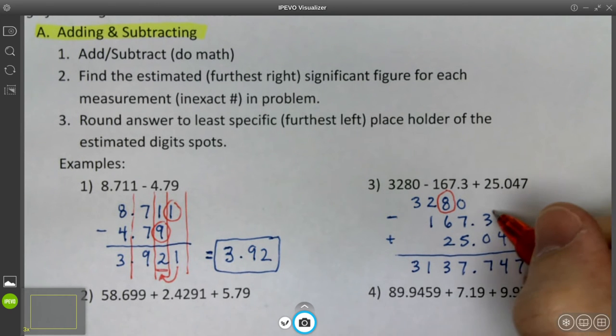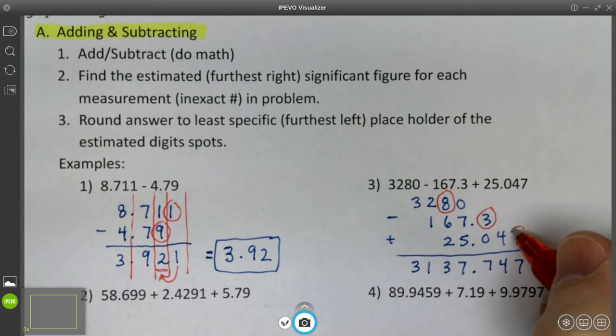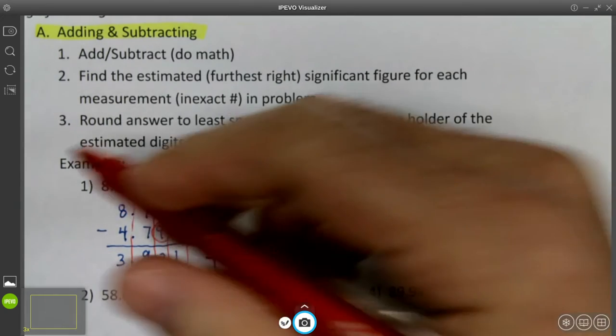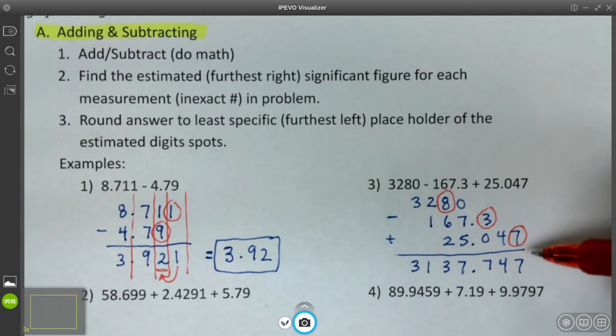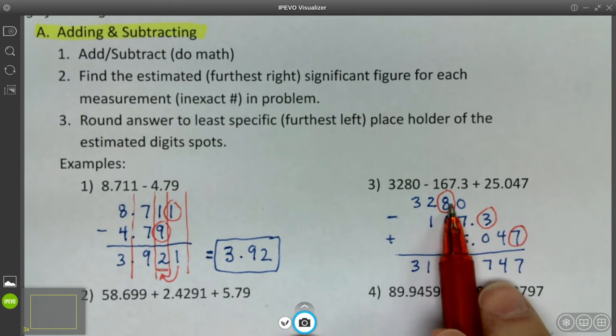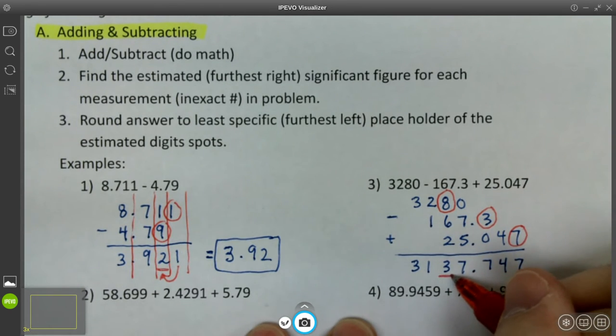167.3, all significant, so the 3. 25.047, all significant, so the one furthest right is the 7. Okay, again, of those, we are comparing decimal spot wise, which one of those is furthest to the left? That would be the 8. So that's the spot we're going to round our answer to here.